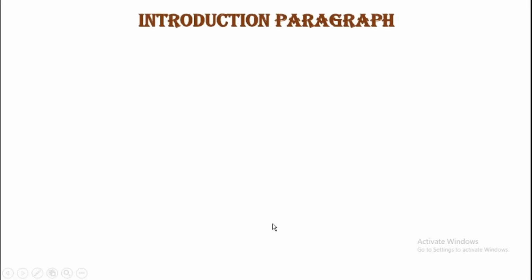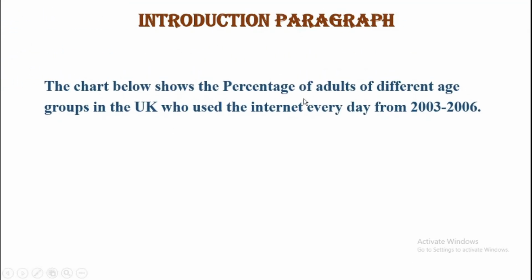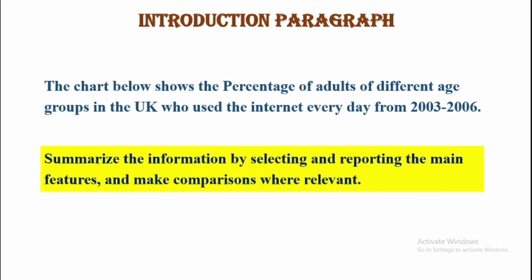You will be given a question statement such as given on the screen. You can see it. The chart below shows the percentage of adults of different age groups in the UK who use the internet every day from 2003 to 2006. Clear? So here the chart shows the percentage of adults who use internet on a daily basis. Clear? And in 3 years, 2003 to 2006 in the Great Britain or UK. After that, there is another sentence. Summarize the information by selecting and reporting the main features and make comparisons where relevant.